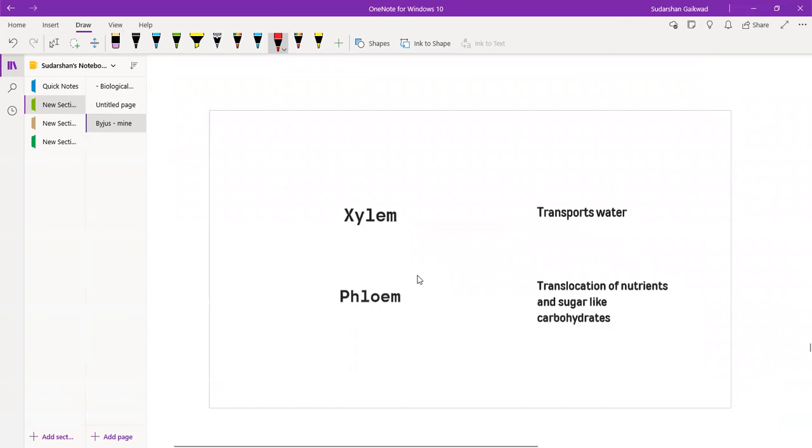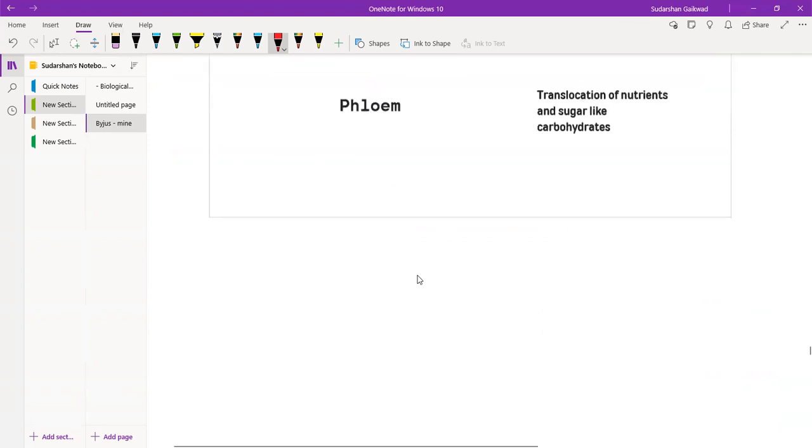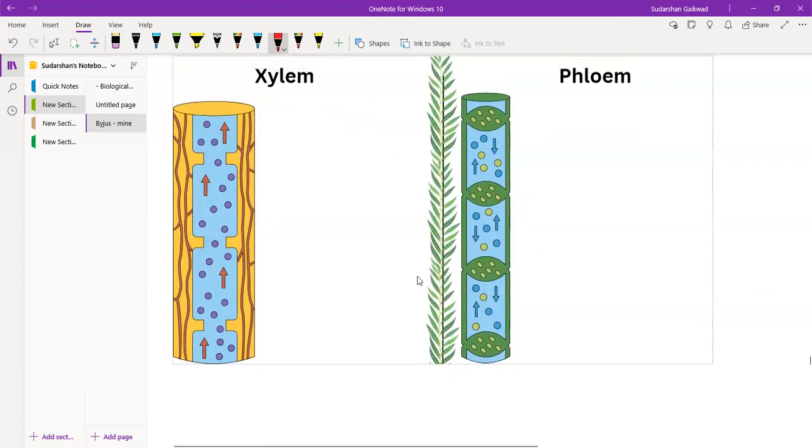In the next class, we can see the differences between xylem and phloem. Now, as I told you in the description, xylem helps only in water transportation, but phloem helps in the translocation of sugars and carbohydrates in the plants. We'll see the difference in the next class.